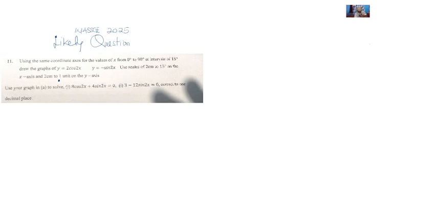Today we are going to look at a lot of things. This is a WASSCE 2025 Nigeria question, and it is one of the likely questions. So let's look at how to solve this question. Question number 11: using the same coordinate axis, for values of x from 0 to 90 in steps of 15 degrees, draw the graph of y = 2 cos 2x.